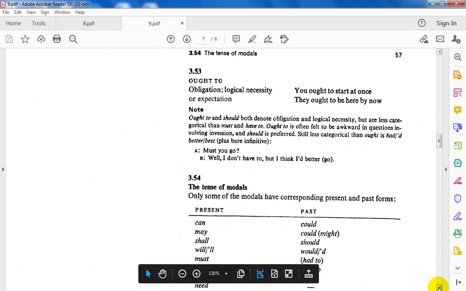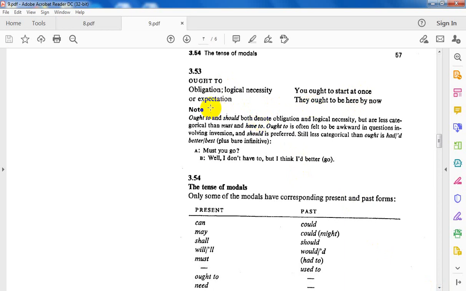Yes, what else? I have ought to. Again, logical necessity or obligation. You ought to start at once, or expectation: they ought to be here by now. If we read the notes, ought to and should both denote obligation and logical necessity, but they are less categorical than must and have to.